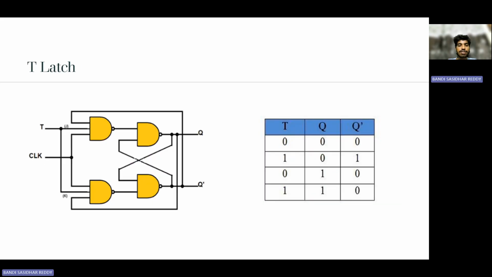Let us go to the T latch. In the T latch, if your input T value is 0, the next state is unchanged. If your T value is 1, it is changed, which means for the T value 0, it is Q, and for the T value 1, it is Q bar. For 0, it is itself, and for 1, it is the complement.